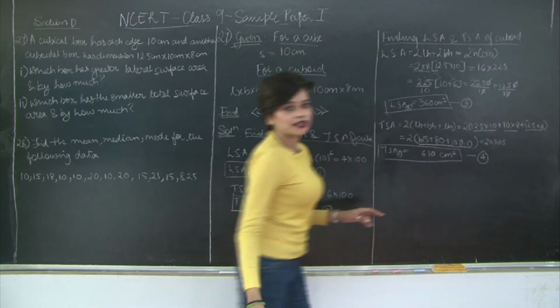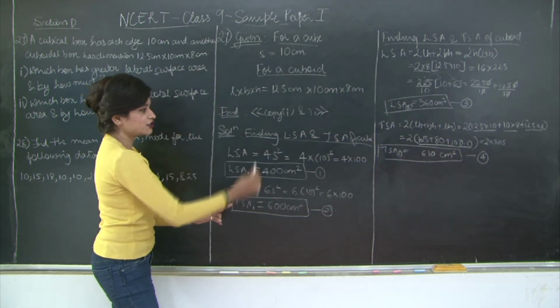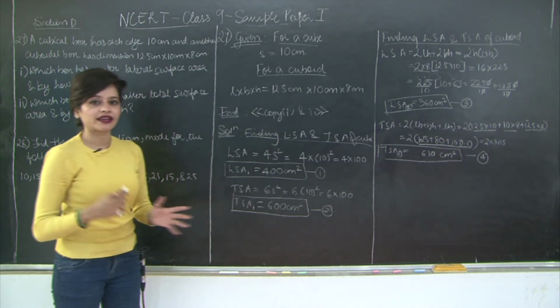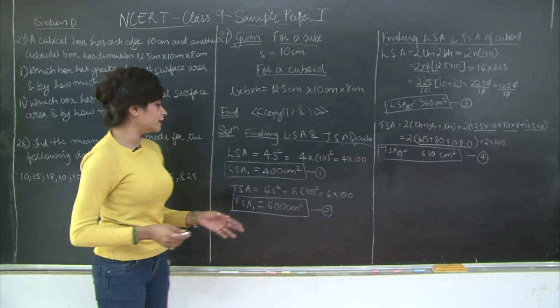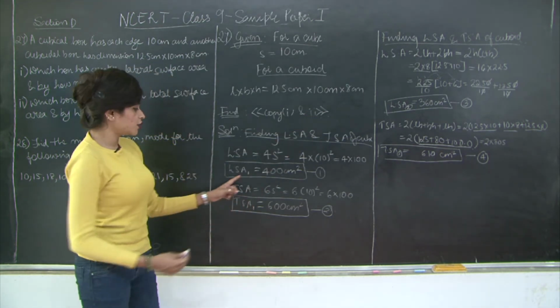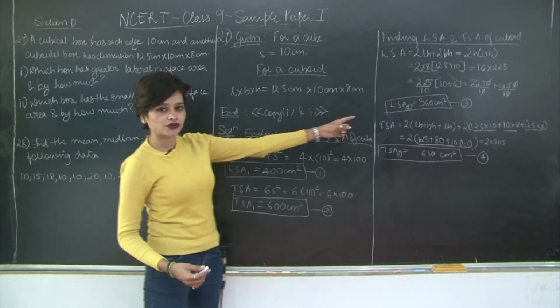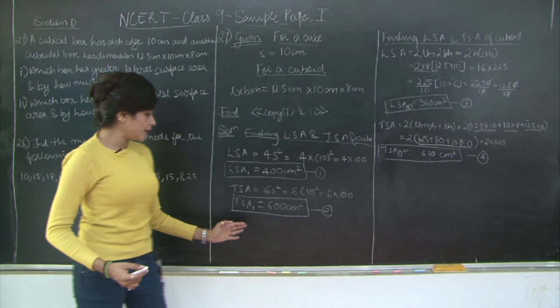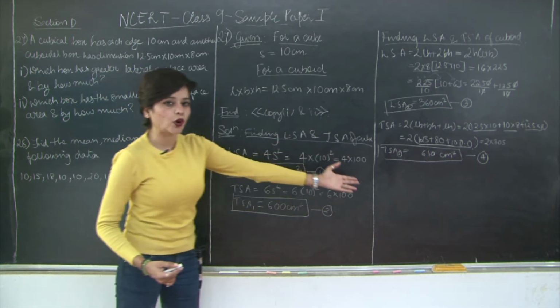So now what do we need to compare? We need to compare equations number 1 and 3, and 2 and 4, because we need to compare the lateral surface area and total surface area of the cube and cuboid. So now comparing 1 and 3, what do you get? You get that the lateral surface area of the cube is more as compared to that of the cuboid, and comparing 2 and 4, I get that the total surface area of the cuboid is more.